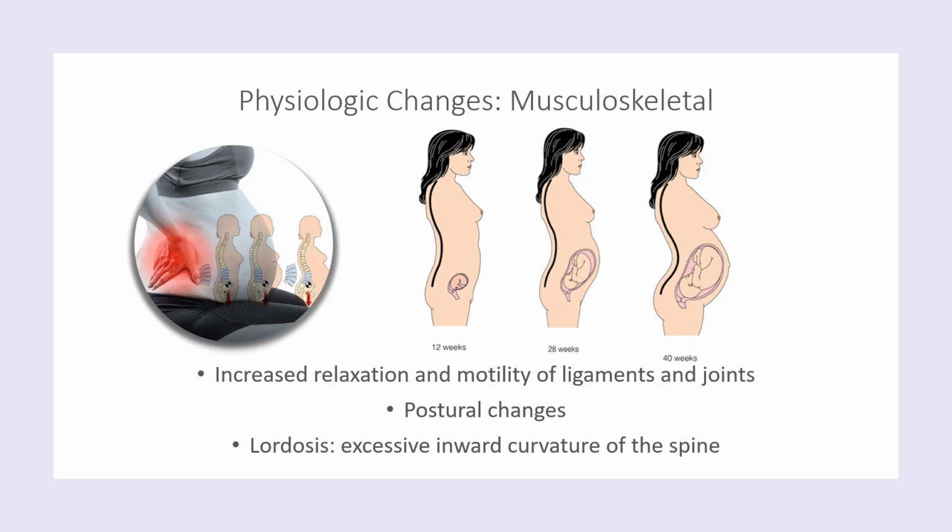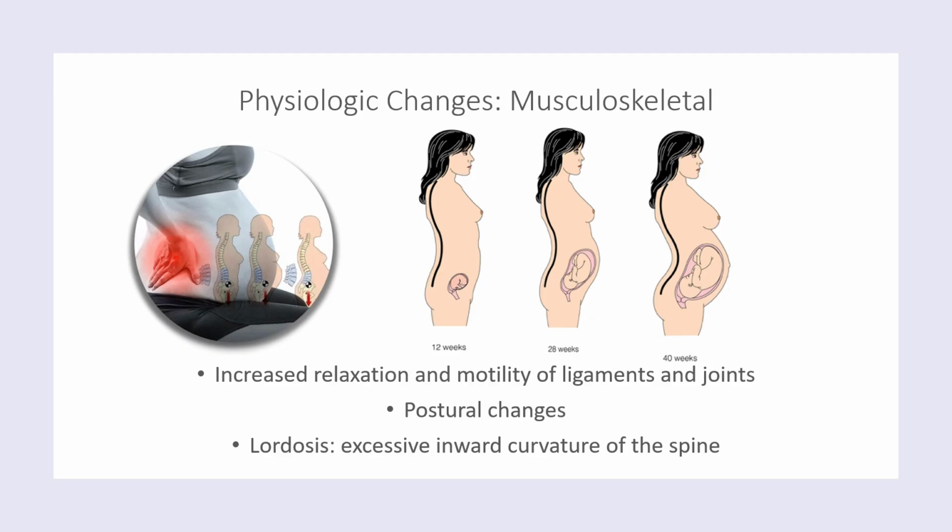When it comes to the musculoskeletal changes in pregnancy, we had talked about the hormone relaxin, which is one of the hormones that the placenta actually produces. As the patient progresses in her weeks gestation, you can see there's a shift in her body, the skeletal, musculoskeletal system.